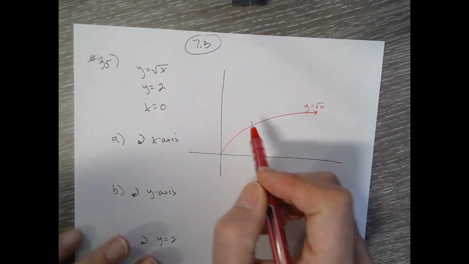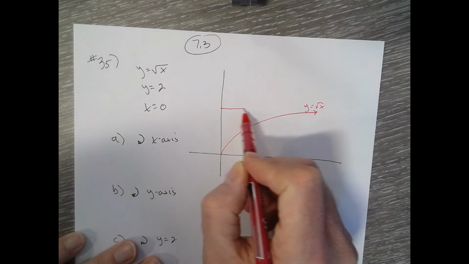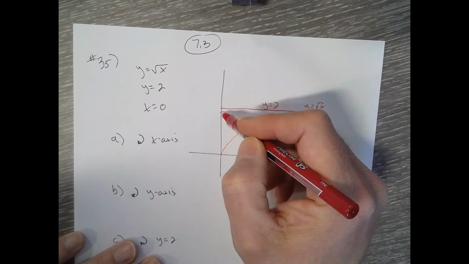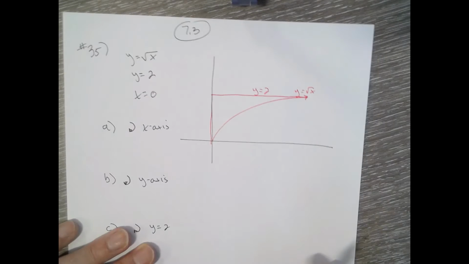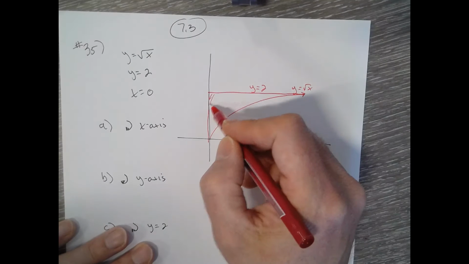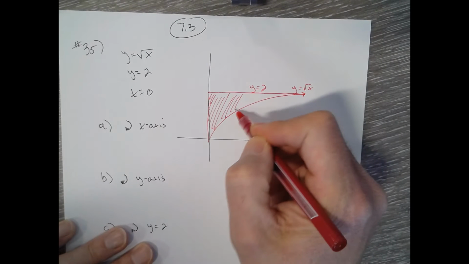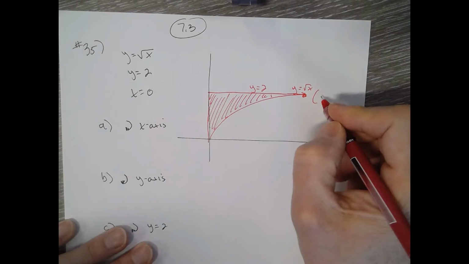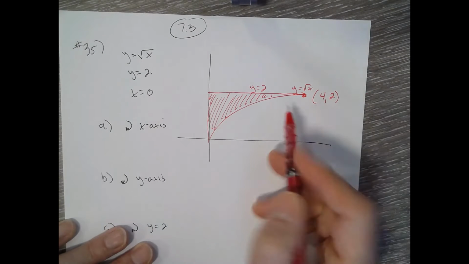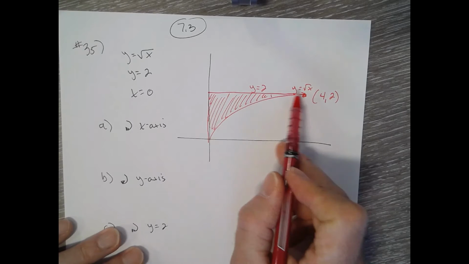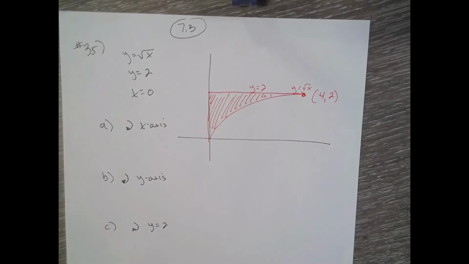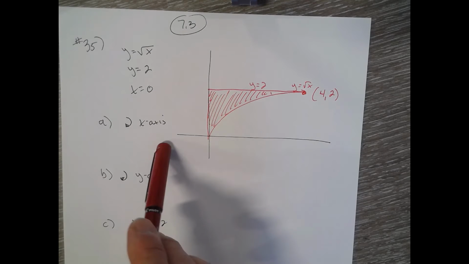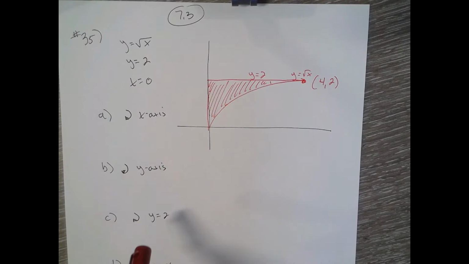Okay, so y equals 2 is eventually going to hit it right there. That's y equals 2. X equals 0 is this, the y-axis. So there's my region. This intersection point would be (4, 2), because when y is 2, x would have to be 4. Alright, so we've got 4 scenarios. We're revolving around the x-axis, y-axis, y equals 2, and x equals 4.